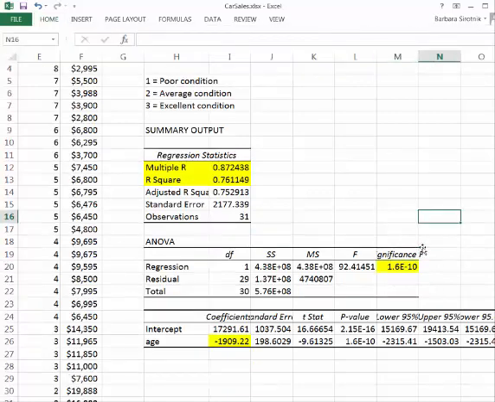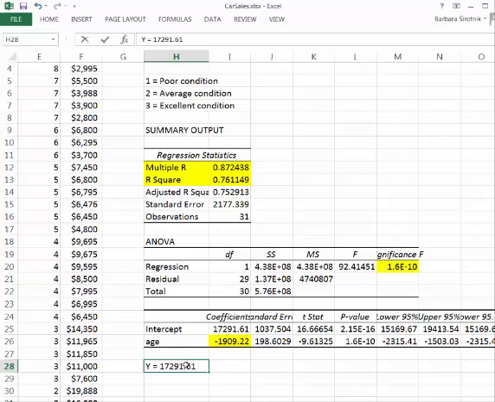And what is that predictive model? The predictive model is that the y is going to equal 17,291.61 plus a negative, or we can just put it in as a minus, 1909.22 times x.